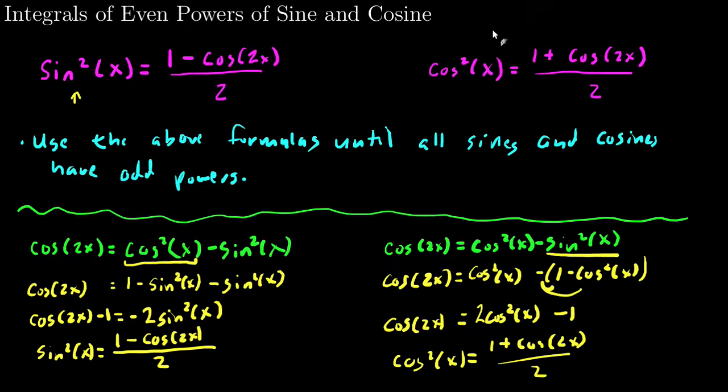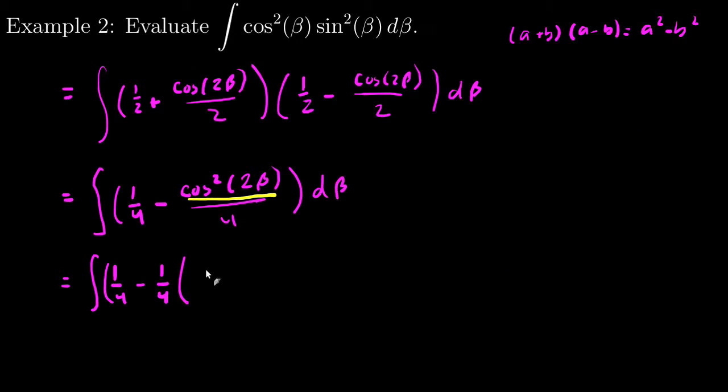I have a 2 beta here, which means this 2x is now going to be 2 times 2 beta, which would give me a 4 beta in there. So let's jump back to this. So I have 1 over 2 plus cosine of 4 beta, 2 times the 2 beta, over 2, d beta. And now I just need to finish it off.